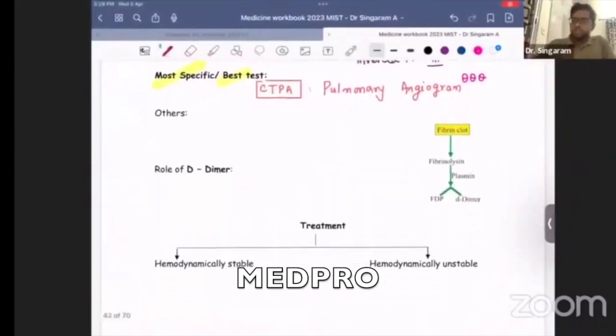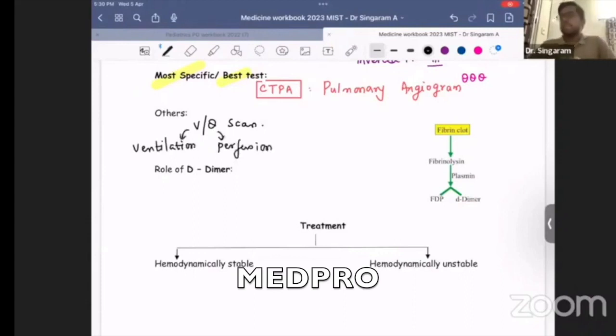Any other test we can do? Previously, we were using another test called the VQ scan. Any of you know what this VQ scan is? V stands for ventilation. What does Q stand for? Q stands for perfusion. Okay, ventilation, perfusion. So what do you do? You compare the ventilation in the lung with the perfusion.